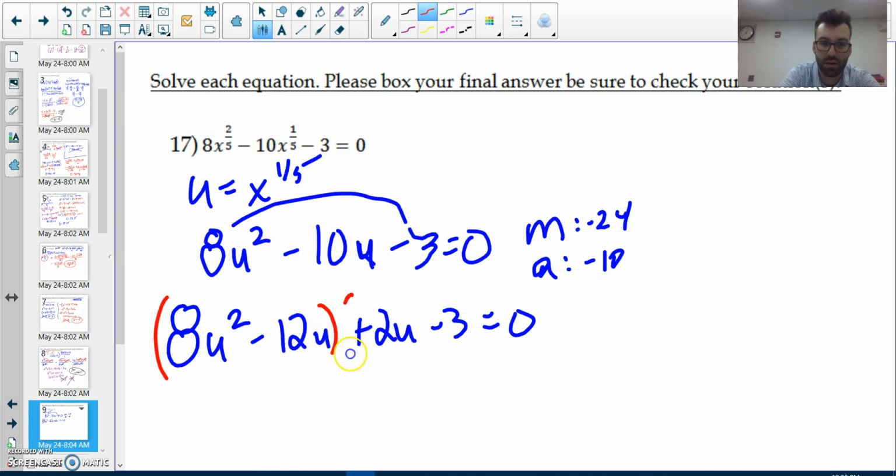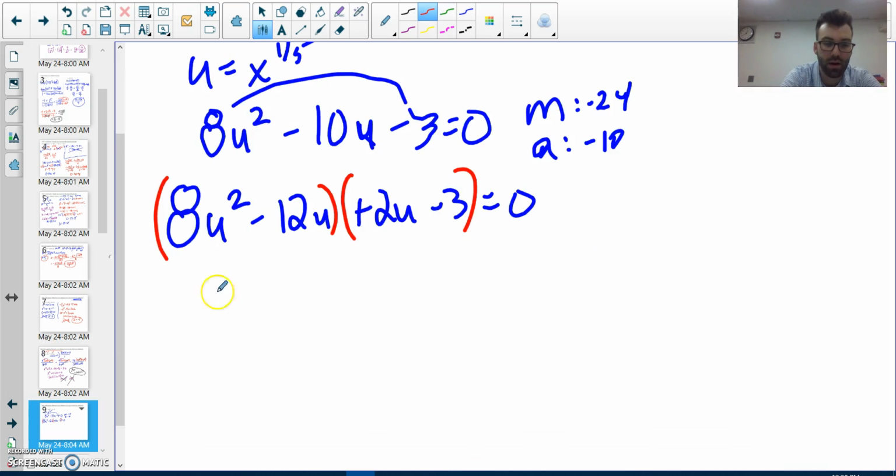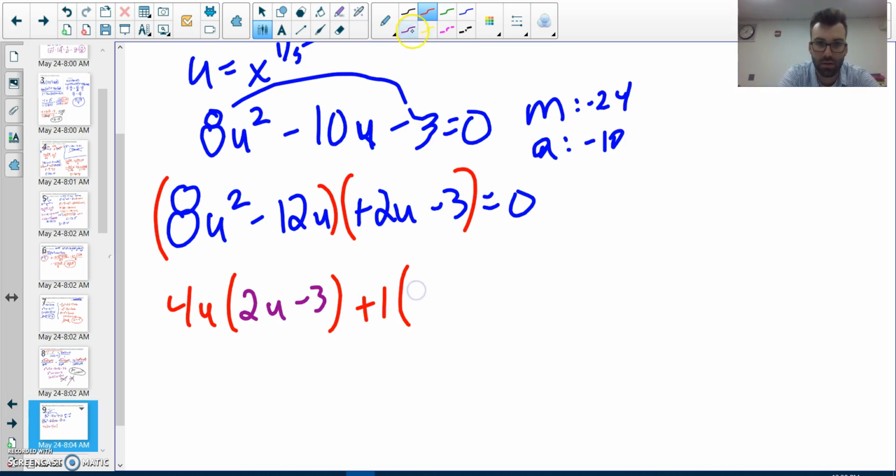Remember 4 terms. Factor by grouping. GCF here between 8u squared and 12u, I can take out a 4u to give me 2u minus 3. Here, 2u and negative 3, I can just take out a positive 1. And then left over is 2u minus 3. And that's still equal to 0. So, 2u minus 3, we win. We have a repetition. 2u minus 3 is one factor. Take the 2u minus 3 out. What am I left over with? I'm left over with 4u.